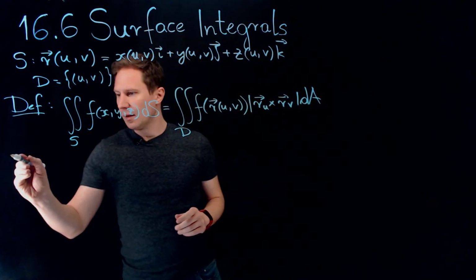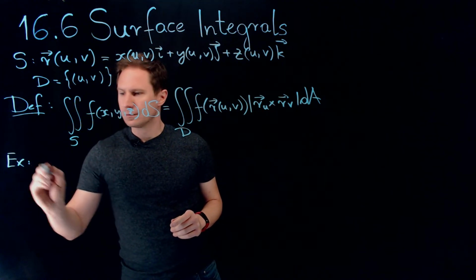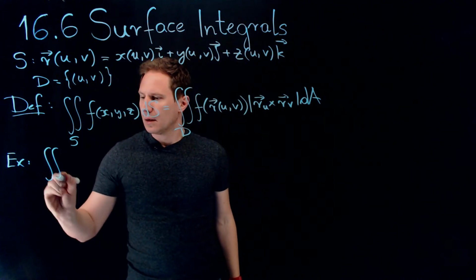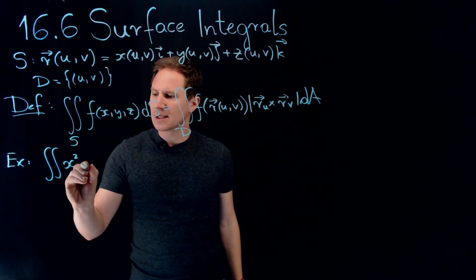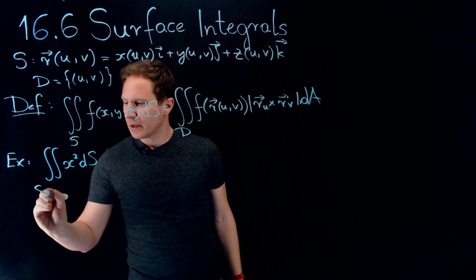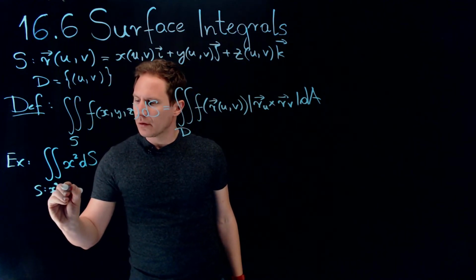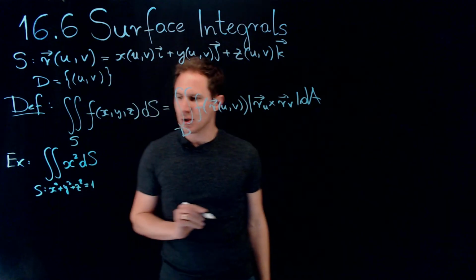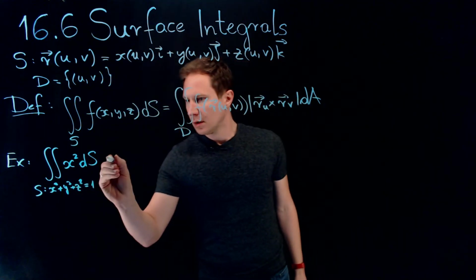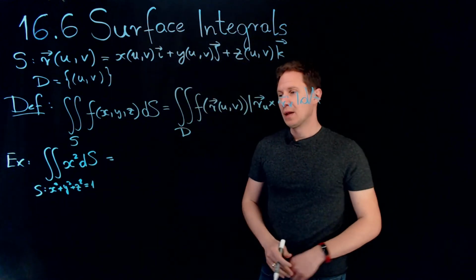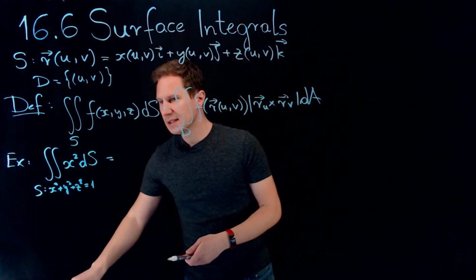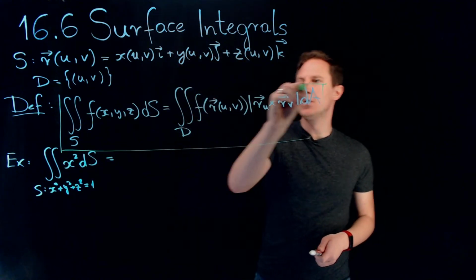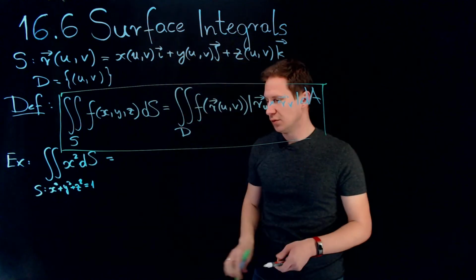Okay, so let's see an example. Let's compute the surface integral of the function x squared over the unit sphere. So it's the sphere of radius 1 centered at the origin. Let's pause the video and compute this surface integral using this formula. And let me give you a hint. You should use spherical coordinates to do that.